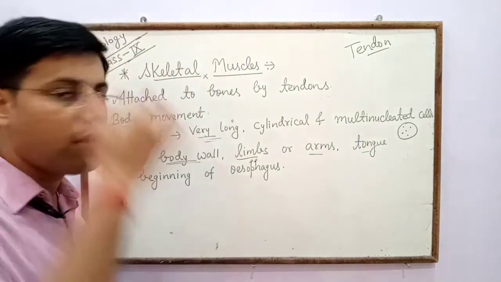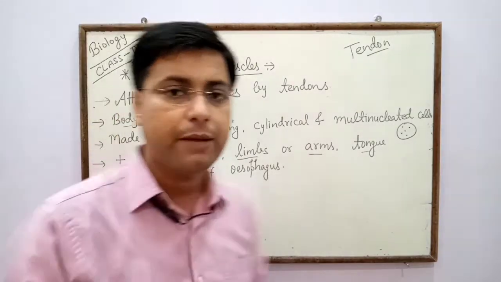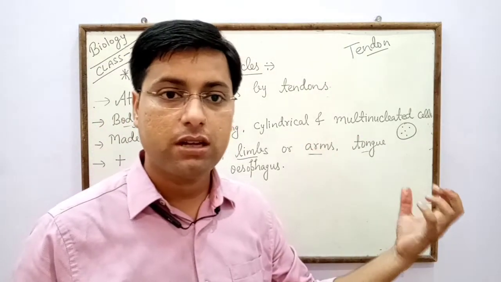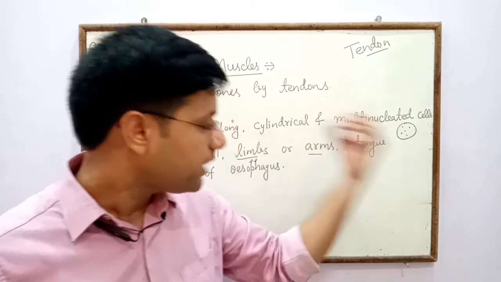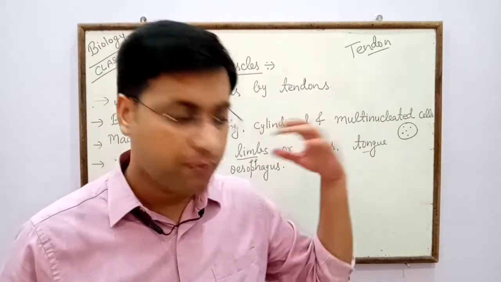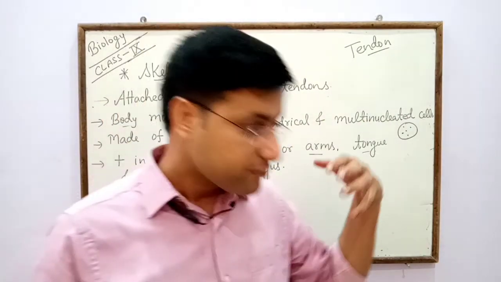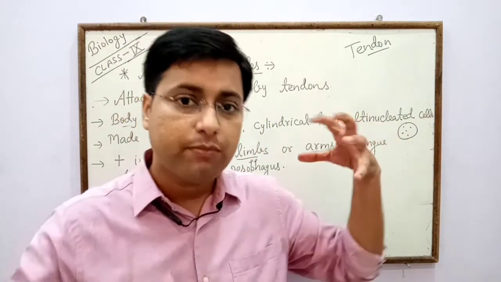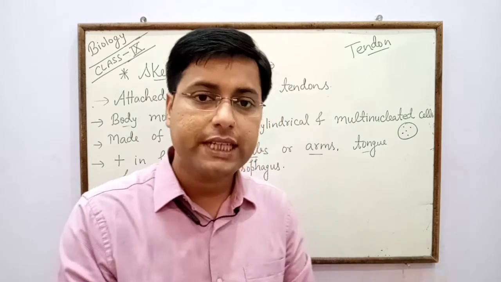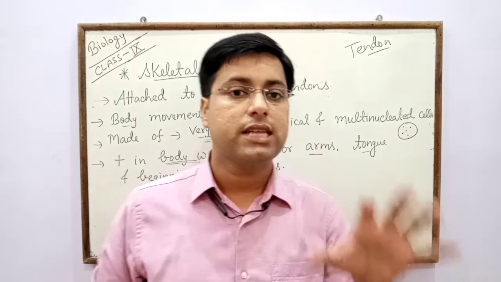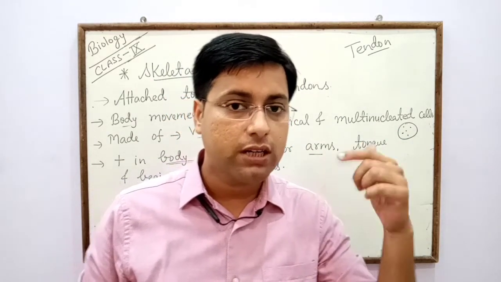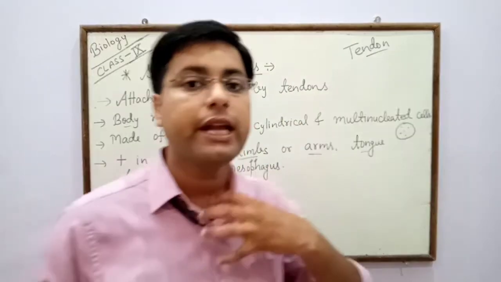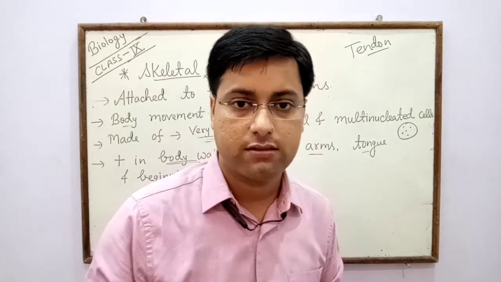So it is commonly found in the body walls, in the limbs and in the arms. Due to the presence of skeletal muscle in our arms, we can fold our arm easily without any problem, and we can fold our legs without any problem. So it is commonly found in the whole body wall. After that, in the limbs, in the arms and tongue, so through the tongue we can speak, and in the beginning of the esophagus.